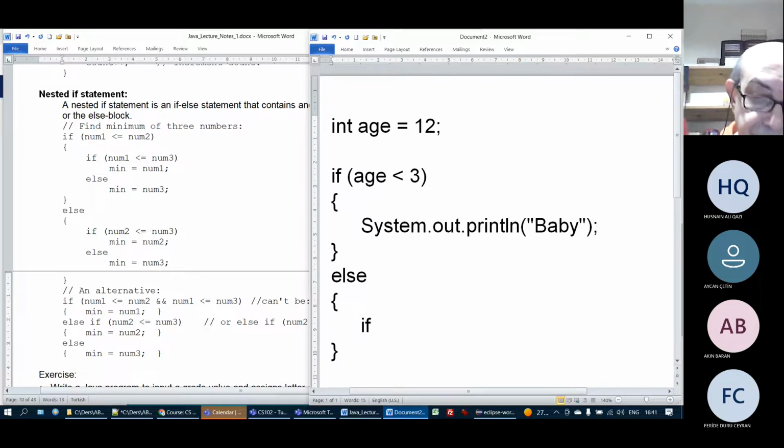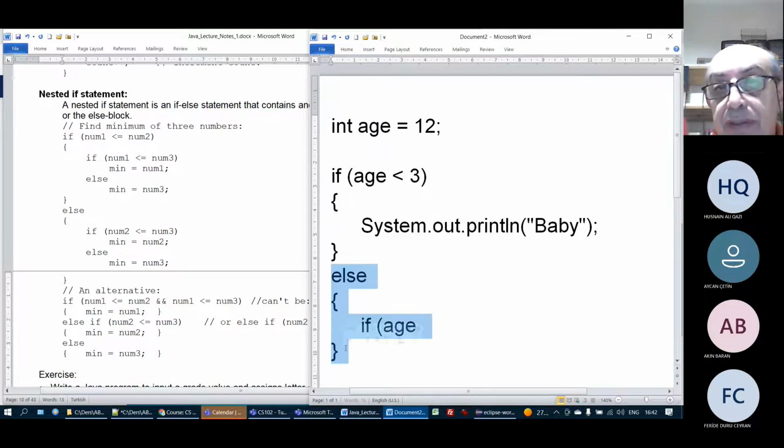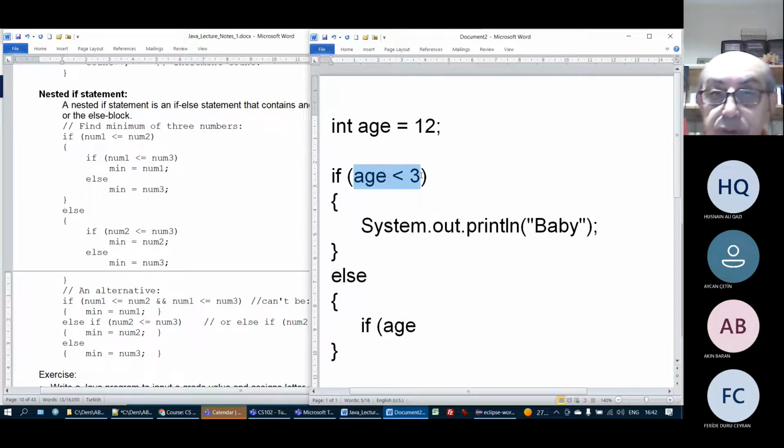If age. Now, in order to come to this else part, age less than 3 should be false. Therefore, age cannot be 0 or 1 or 2. It is either 3 or more in order to come to else. So it is guaranteed that when we come here, age is equal to 3 or more.